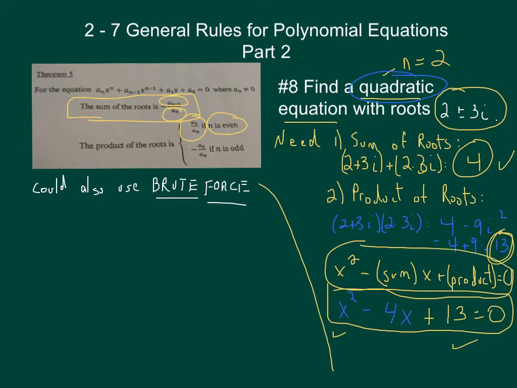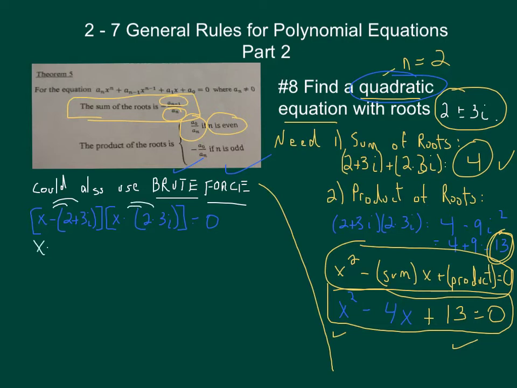Now, this shortcut, guys, only works for quadratic equations. You could have also done what I like to call brute force. That's where you just multiplied it all out. So check this out. x minus the first factor. The first factor was 2 plus 3i. I mean the first root. The second root was 2 minus 3i. Now what you can do here is distribute these negatives. And we're going to end up with the same answer.